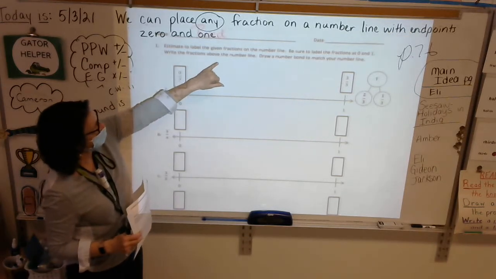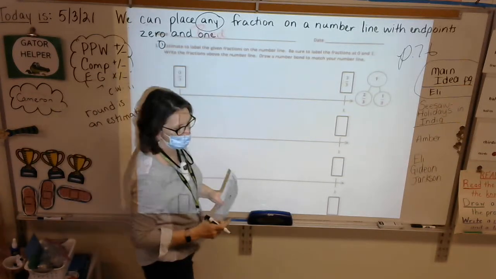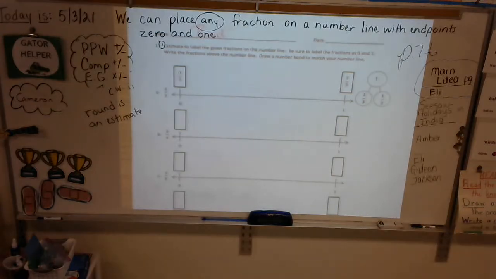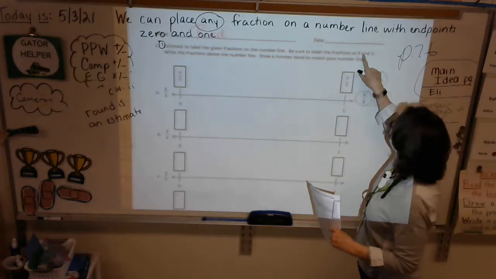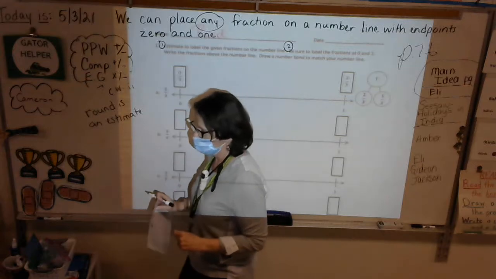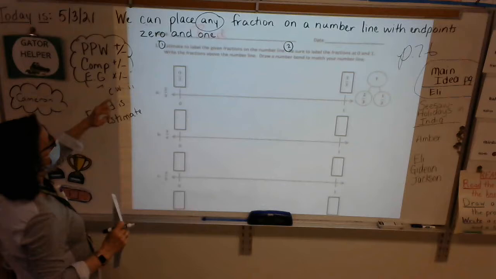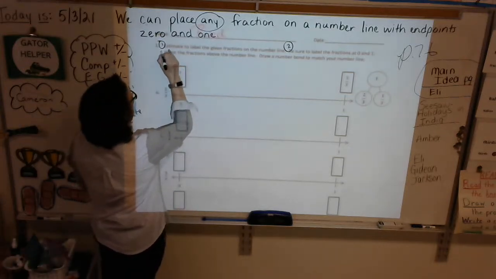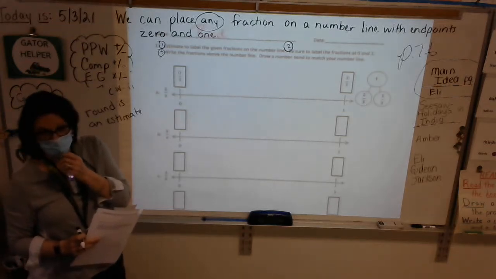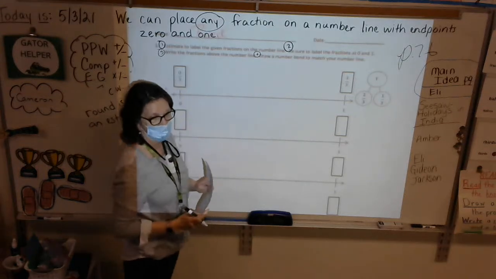It says estimate to label the given fractions on the number line. That's direction number 1. Label it. What's our next step in our directions? Be sure to label the fractions at 0 and 1. What else do we have to do? We have to write the fractions above the number line. Oh my goodness, there's a lot to do here. And then our last step is to draw a number bond to match our number line.